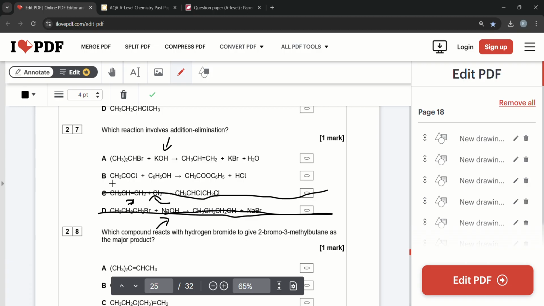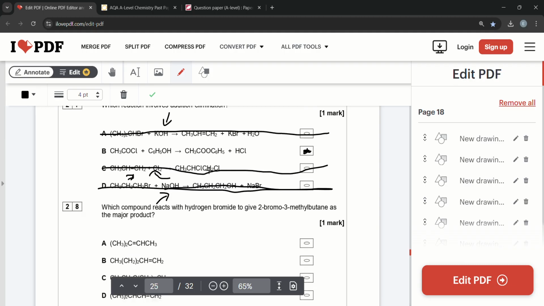So we're left with A or B, and A is elimination. Yeah, it's elimination. Therefore, it must be B. So this question again shows you need to know your mechanisms. Just by looking at equations, you need to know which one's this, which one's this, which one's this.